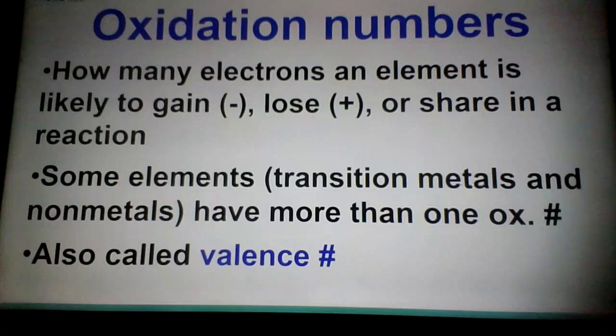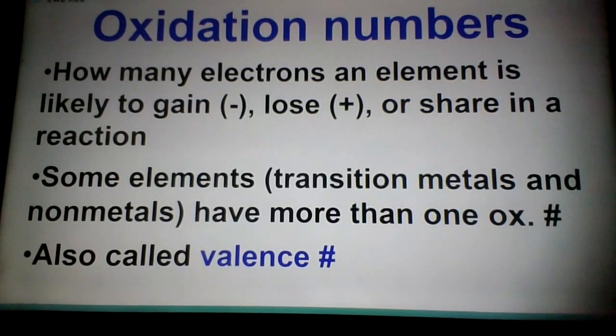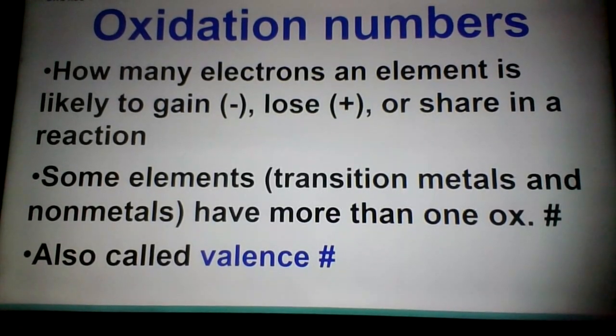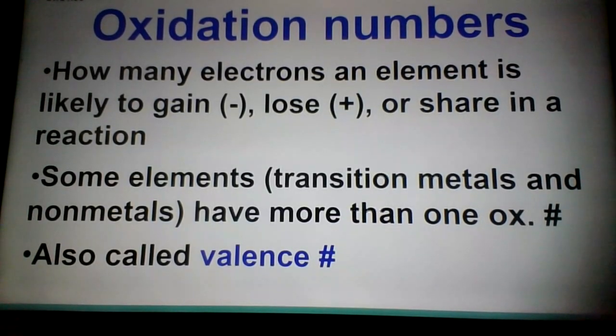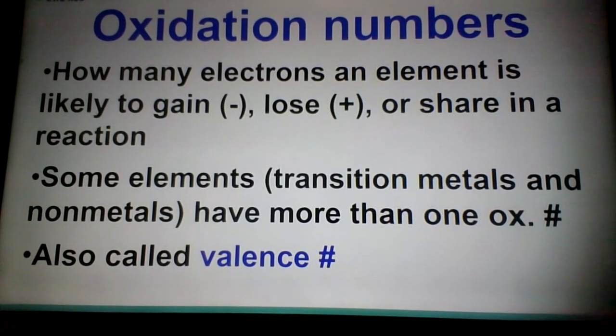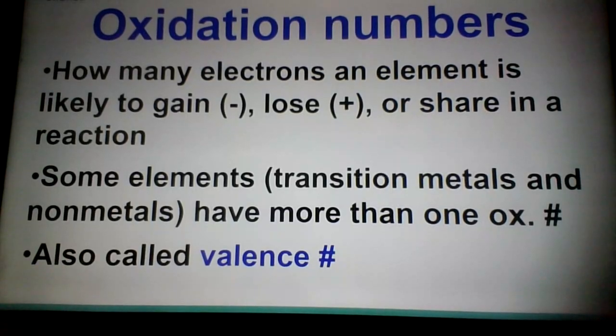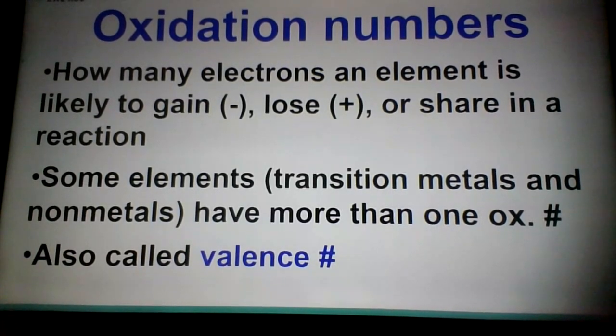Now, these are also called valence numbers, and that's because they're referring to the valence electrons. So oxidation numbers are how many valence electrons, but sometimes the core electrons are used, mostly valence. So how many valence electrons or electrons an atom is likely to gain, lose, or share in a reaction. Ready?